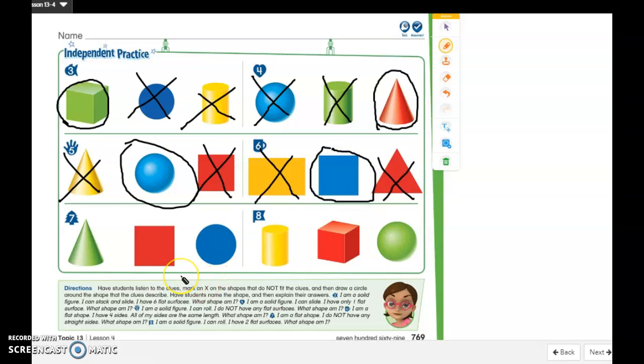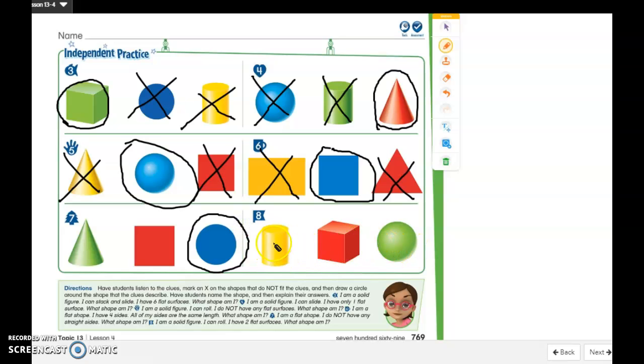All right, let's look at number 7. Number 7 has a mix of flat and solids. I am a flat shape. I do not have any straight sides. What shape am I? I'm going to read the clues a few times. I am a flat shape. I do not have any straight sides. What shape am I? All right, guys, tell me the answer. It's the circle, guys. He's flat, and he has no straight sides.